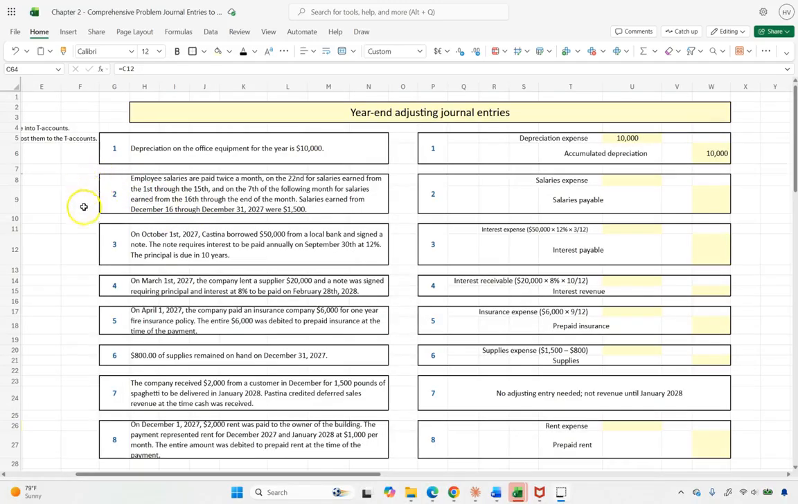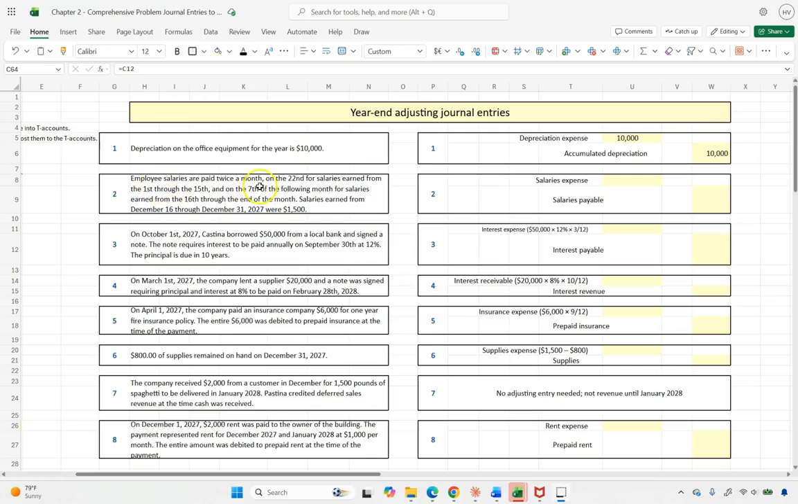Okay, let's go through item number 2, the second adjusting entry. Employees are paid twice a month on the 22nd for salaries earned from the 1st to the 15th, and on the 7th of the following month for salaries earned from the 16th through the end of the month. Salaries earned from December 16th through December 31 were $1,500. So there's a lot in here, and I want to just kind of go piece by piece.